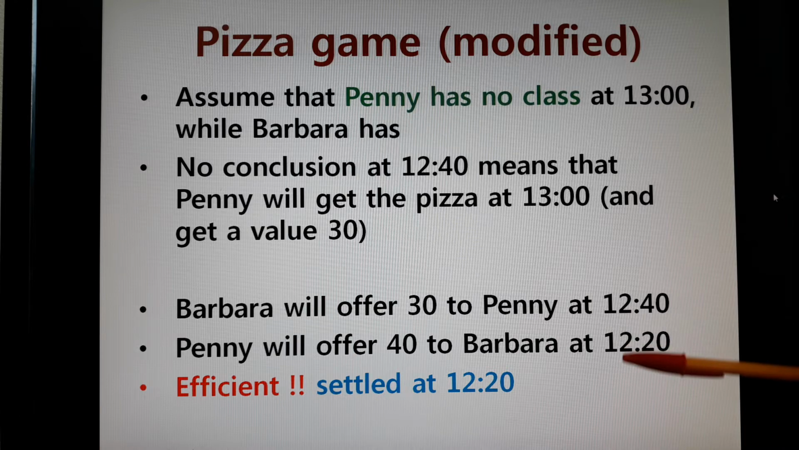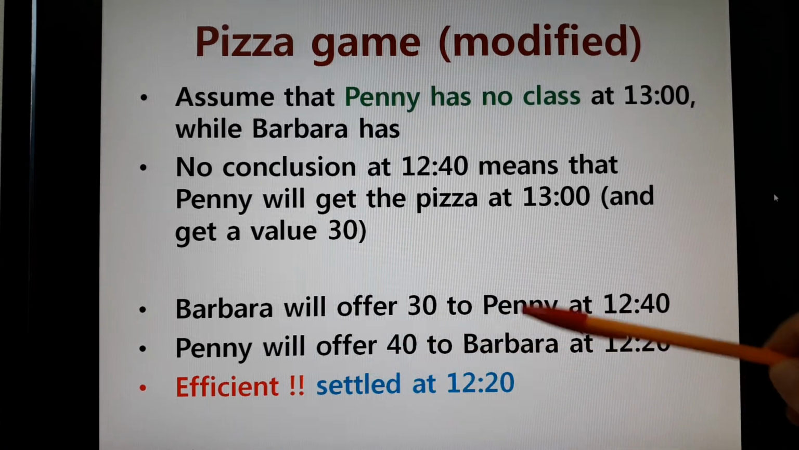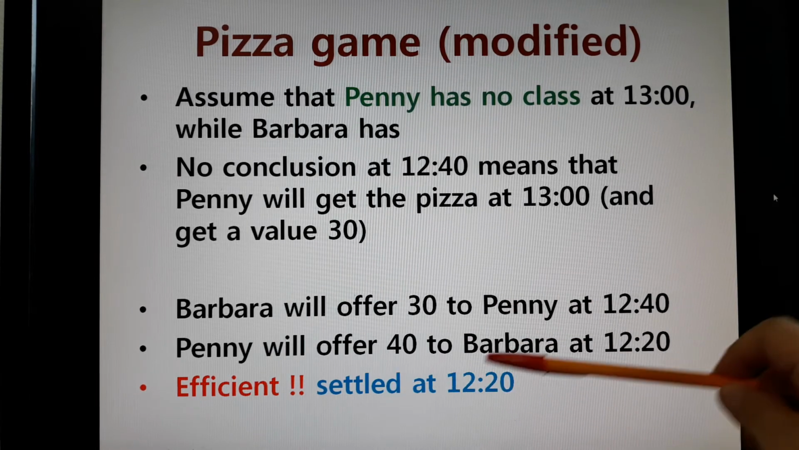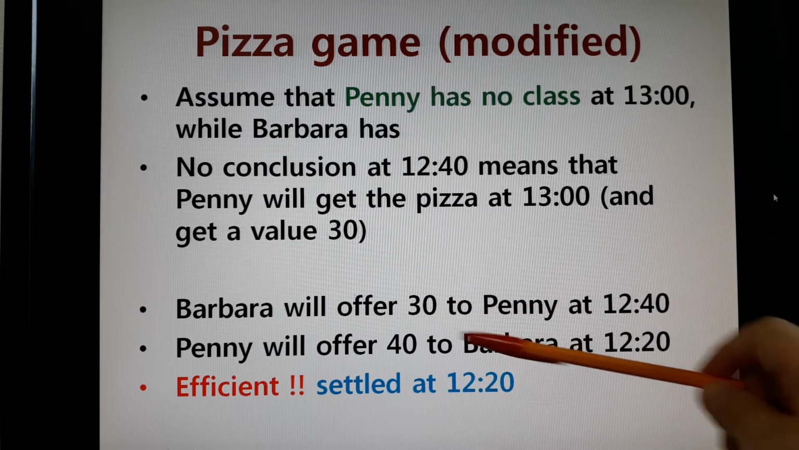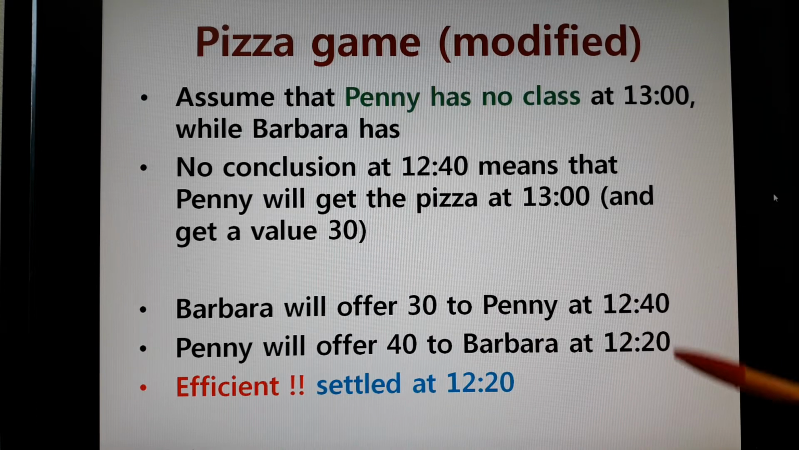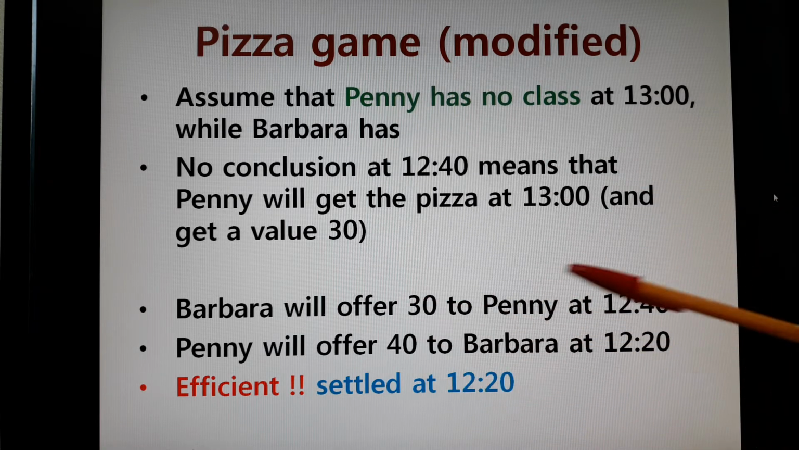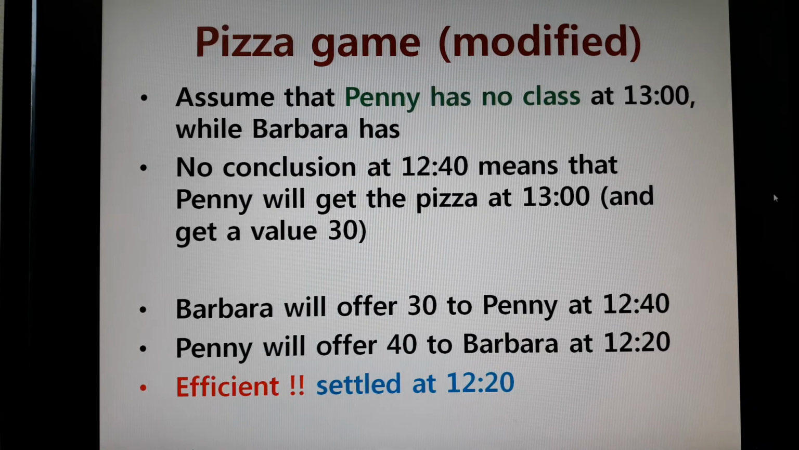Knowing that, at 12:20, Penny has to give Barbara 40 because she's gonna get 40 anyway. If less than 40, Barbara will refuse. So Penny offers 40 to Barbara. As a result, Penny will get 60 because at 12:20, the pizza value is 100. Okay, so the conclusion is at 12:20, Penny gets 60, Barbara gets 40 in the end.